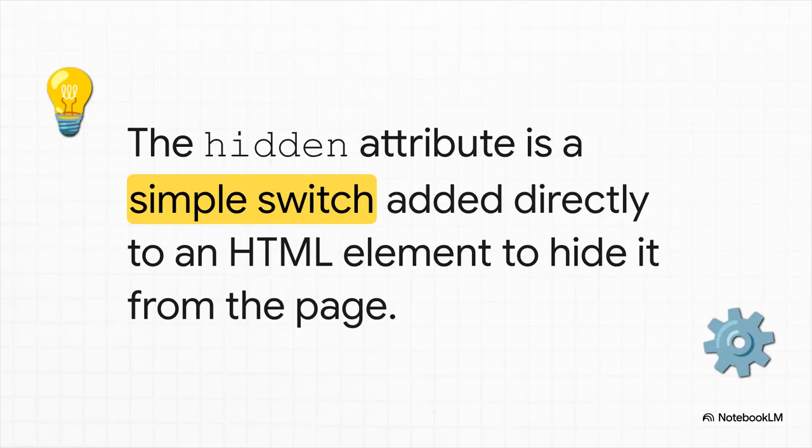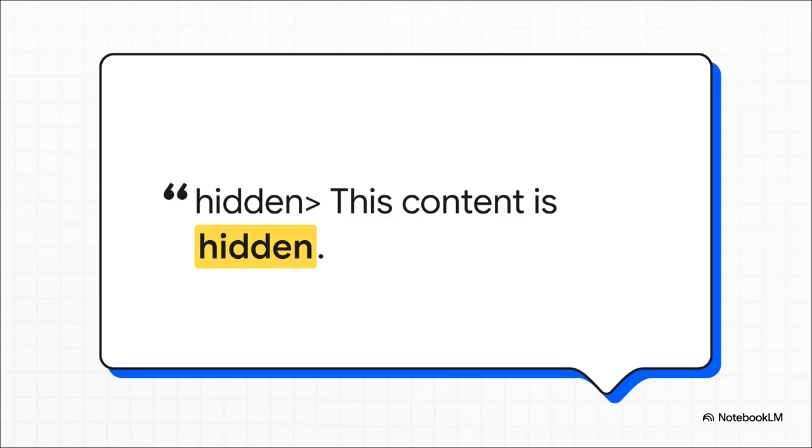Our last method is the most direct of them all. Instead of using CSS, we can use a special switch that's built right into HTML itself. It's called the hidden attribute, and it pretty much acts like a simple on-off button for any element. You just add the word hidden right inside the HTML tag. That's it. Seriously, no separate CSS file, nothing. And by default, web browsers treat this attribute just like display none, which means the element and its space completely disappear.